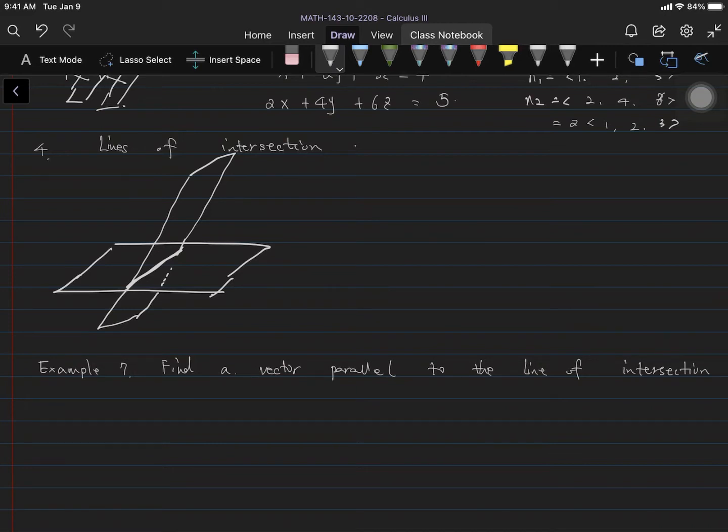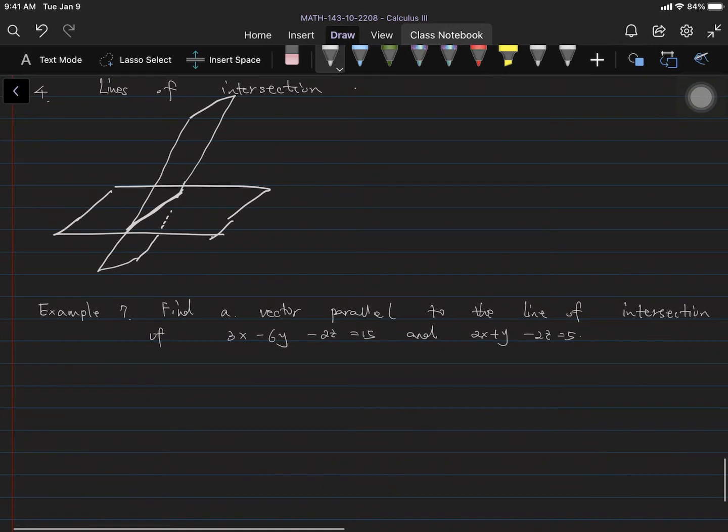Of two planes. So the two planes are given by 3x minus 6y minus 2z equals 15 and 2x plus y minus 2z equals 5. Okay, two planes are given. So for the two planes, the first step, the most important information we can get is the normal vector, right?